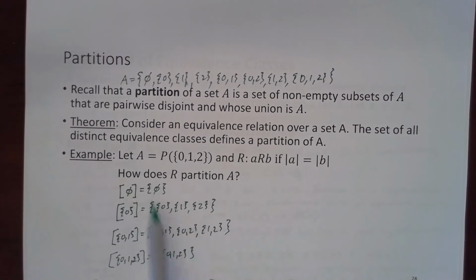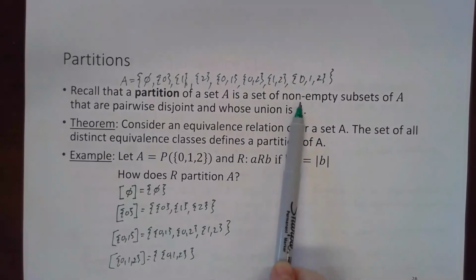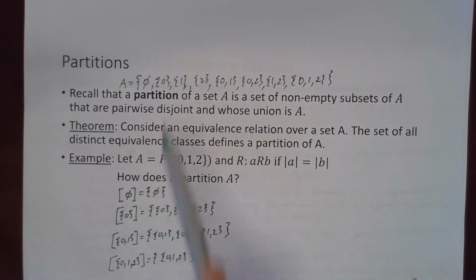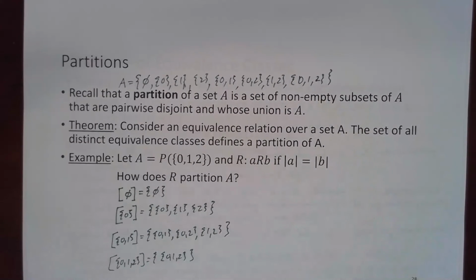This one has 3 things. This one has 3 things. This has 1 thing. They're all non-empty. Okay, are all of them subsets? If I go look, yeah, all of these things contain only elements from there. So they're all subsets of the original set.